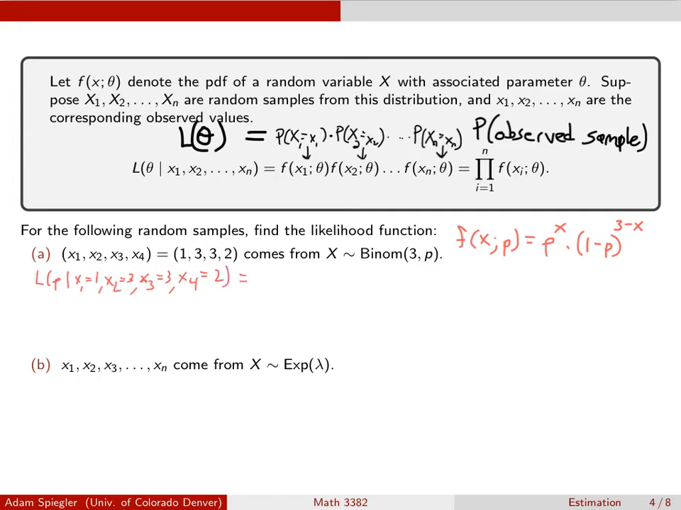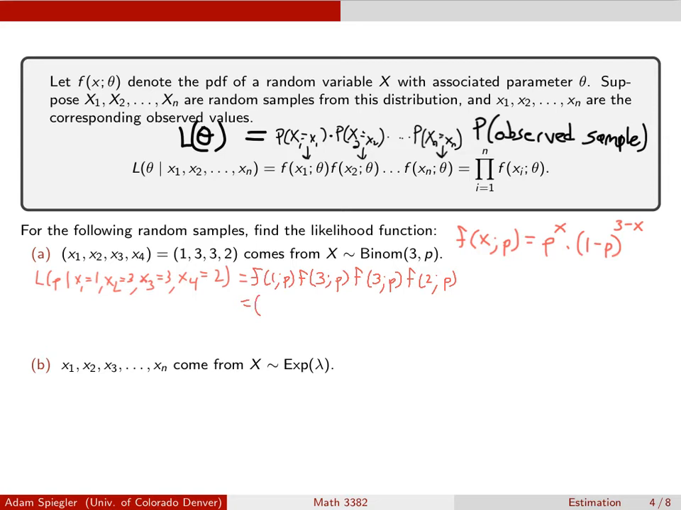And so to calculate this, we're just going to take f of 1, p, which is going to tell me how likely is it that we would get 1 success, times the probability that we would get exactly 3 successes as the second observation given p. Then the third observation was 3 successes again, and then the very last one we observed 2 out of the 3 trials were a success. So what I'm going to write is the probability of getting that sample, leaving p as some undetermined parameter.